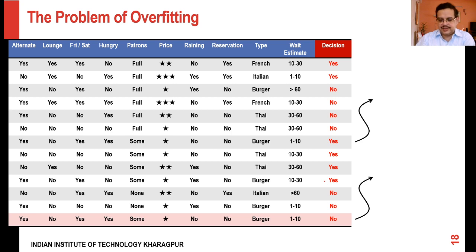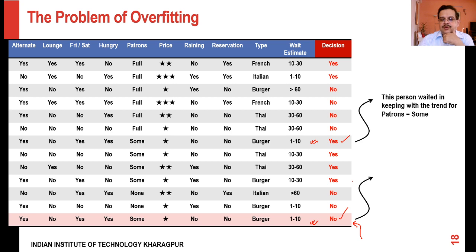This is exactly the same data set, except that I have added one more row here. Now if you compare this row with the row here, you will see that all the attributes that we have displayed here are identical. And in this case the person decided to wait, and in this case the person decided to not wait.